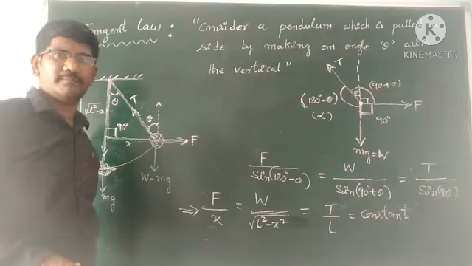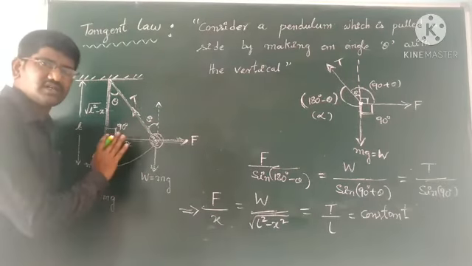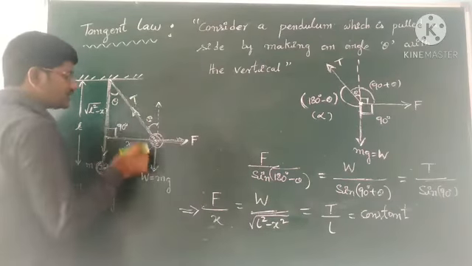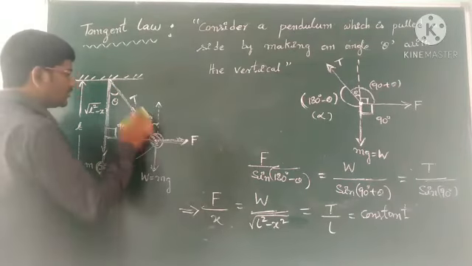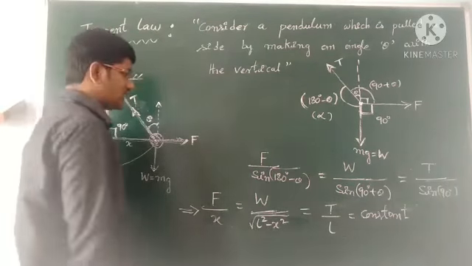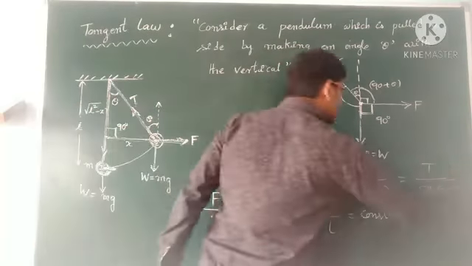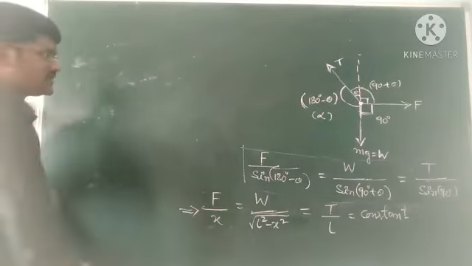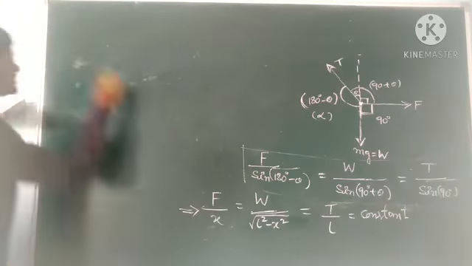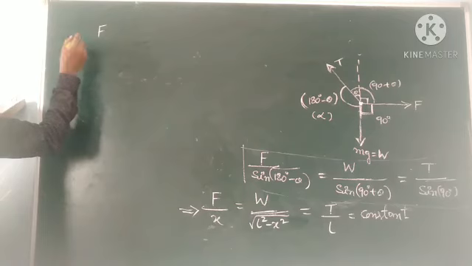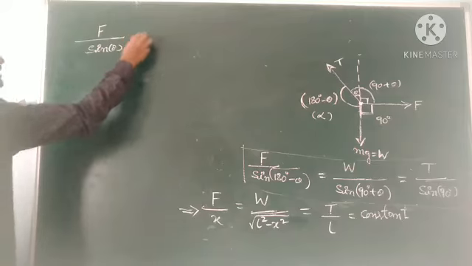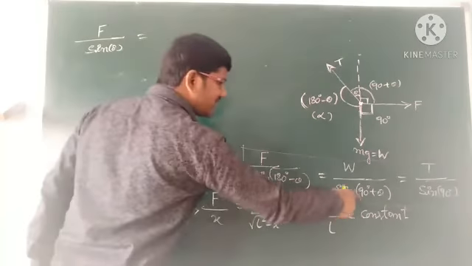When a particle is in equilibrium and three forces are acting, three forces can be represented along the three sides. Then the ratio of a force to the length of the corresponding side of the triangle is constant. So force and its length, F by x, is also constant. And now I can use this rule. You see students, what I am getting: F by sine 180 degrees minus theta can be written as F by sine theta, and W by sine 90 plus theta.